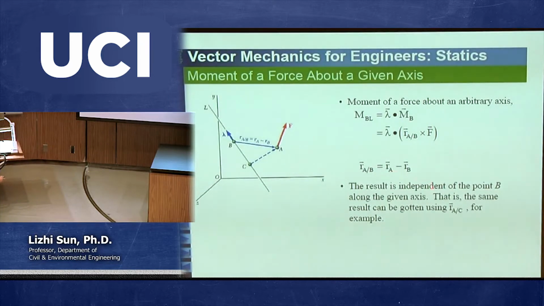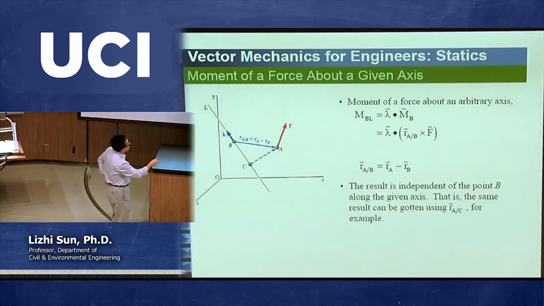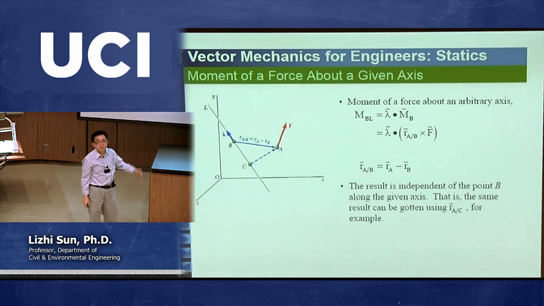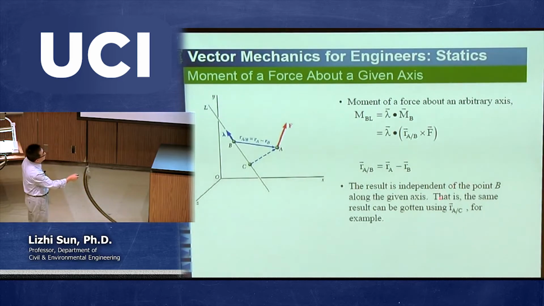So the final result is independent. Here's the statement: the final result is independent of the point B along the given axis. In other words, if you don't choose point B, you choose point C, the final result is the same, because the final result is independent of the point you chose. So the same result can be obtained by using R from C to A if you choose point C, for example. So this is the definition for the three-dimensional moment of a force about a given axis.